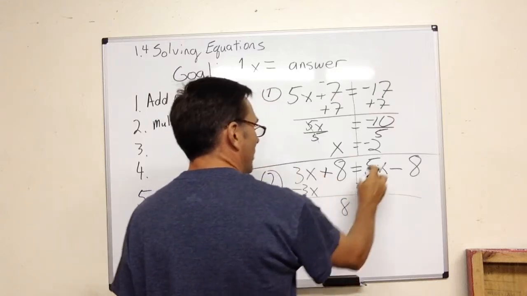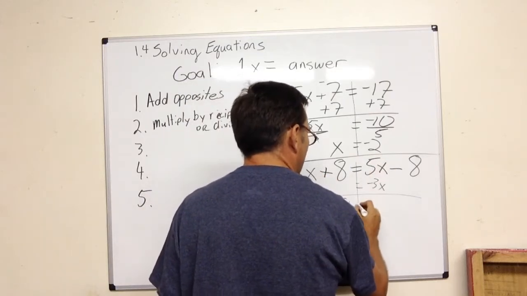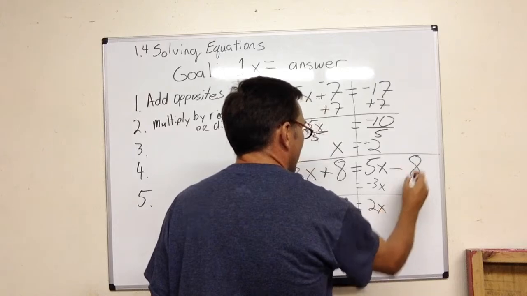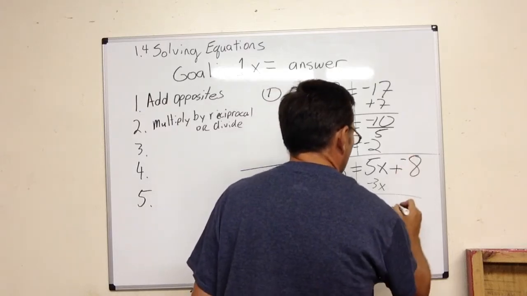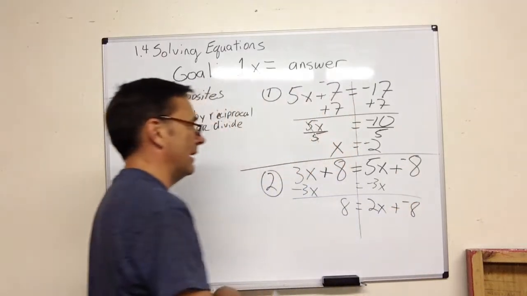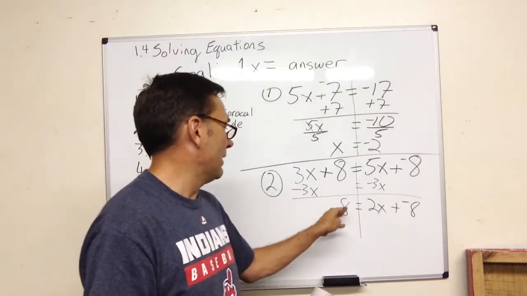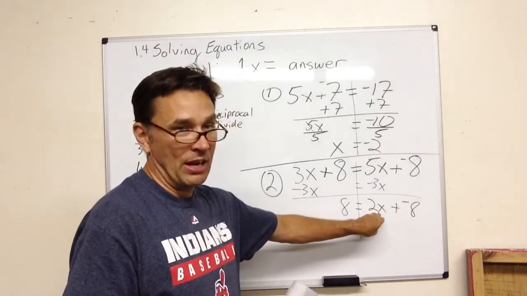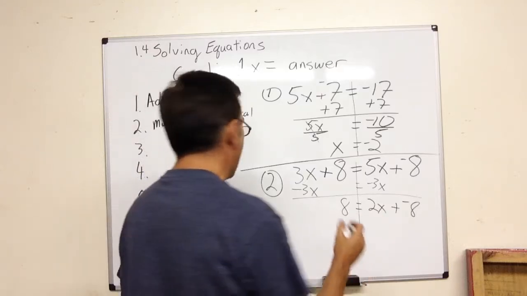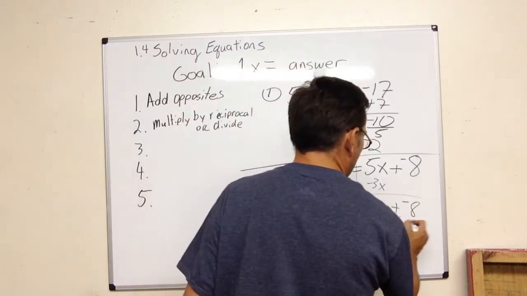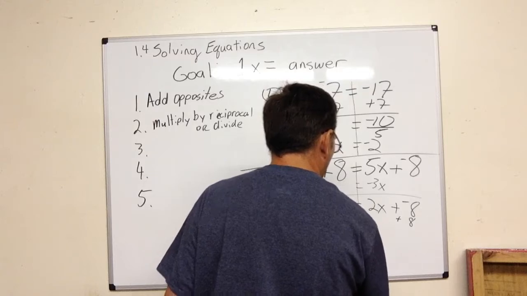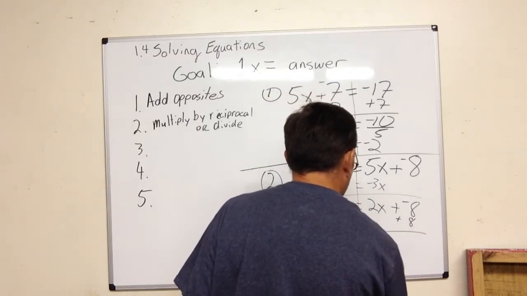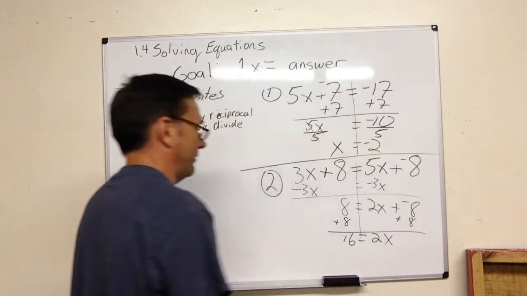This cancels out. 5x and a negative 3x is 2x. And we still have this plus negative 8 or minus 8. We have numbers, x is numbers. We still want to get these x's by themselves. So again, we add opposites. Still doing that first step. So we add 8 to both sides. We have 16 equals 2x.